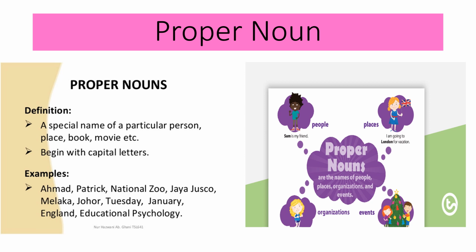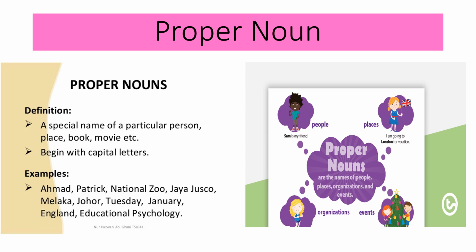Let's see what proper nouns are. Proper nouns are a special name of a particular person, place, book, movie, etc. And proper nouns always begin with capital letters. For example, Ahmed, Patrick, National Zoo, Malacca, Johor, Tuesday, January, England, educational psychology. These are a few words which are classified as proper nouns.